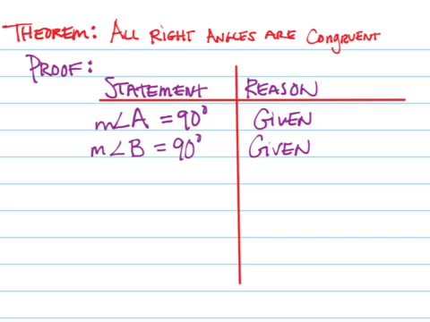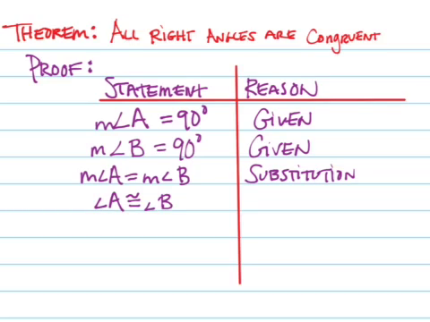Well, what conclusion can I draw between those two first lines? And why do I know that? Okay, and I can substitute, right? So I substitute. If the measures of two angles are the same, what do we know about those angles? They're congruent. And why are they congruent? Because that's what the definition of congruence says. So there's a proof.